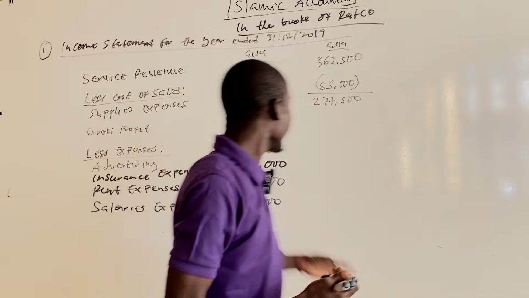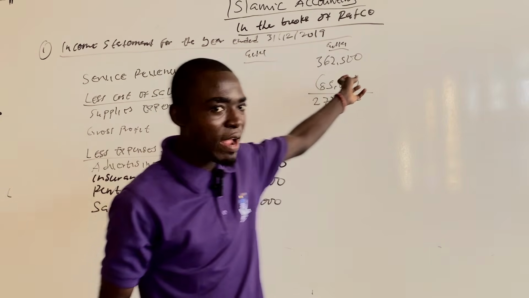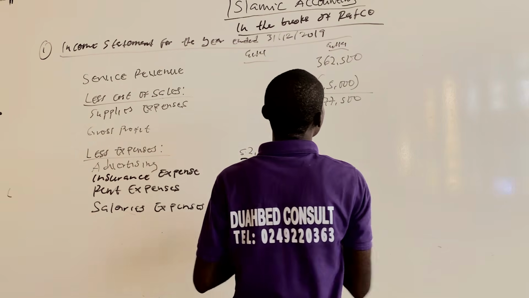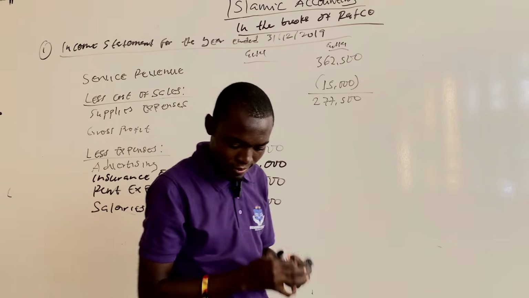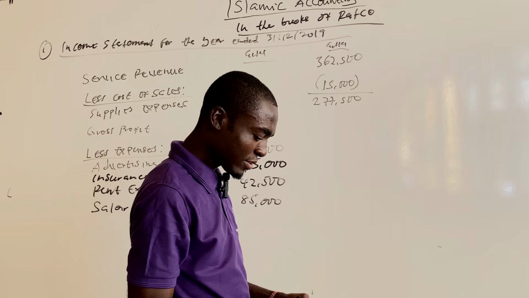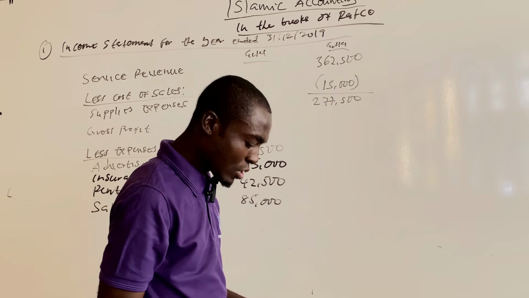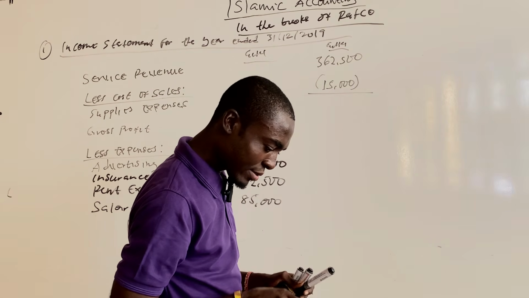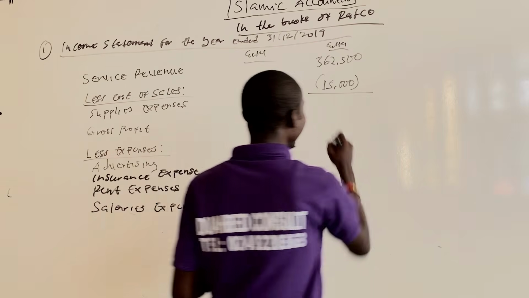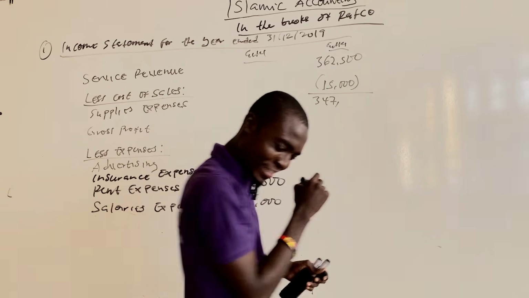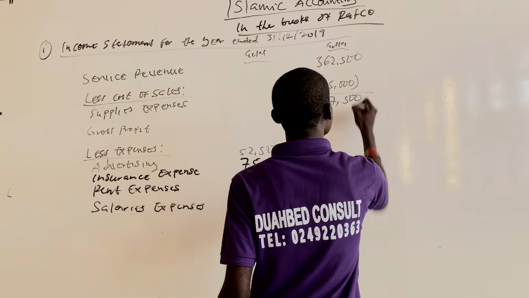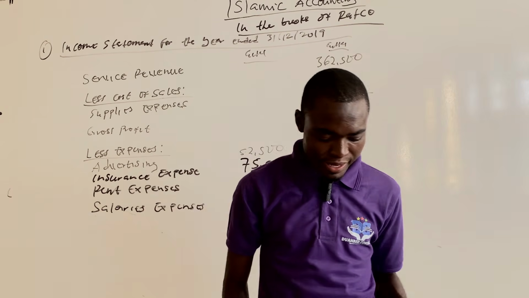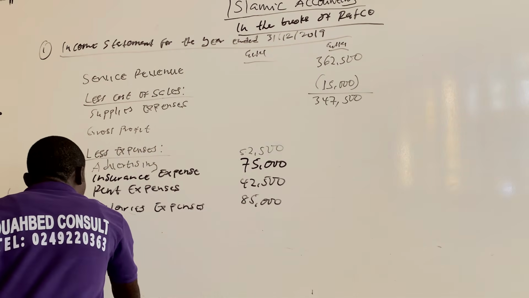Okay, so sorry, the supply expense is right at 15,000 instead of 85,000. It's right at 15,000, not 85,000. So the gross profit will be 347,500. After recording the salary expense, you calculate the depreciation charge.